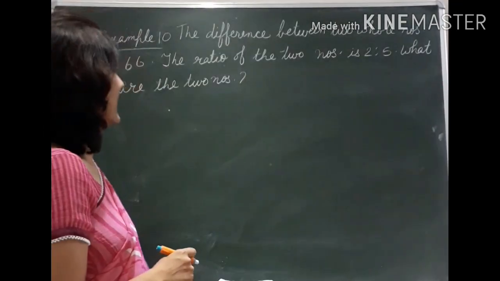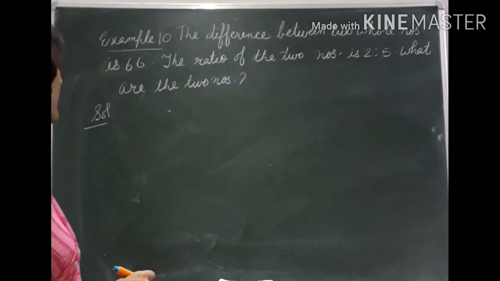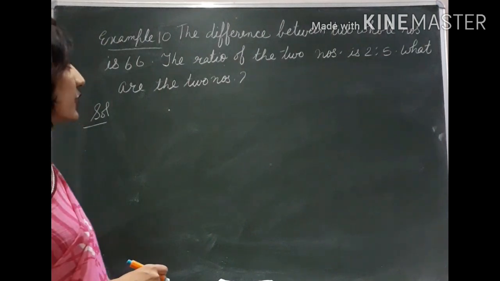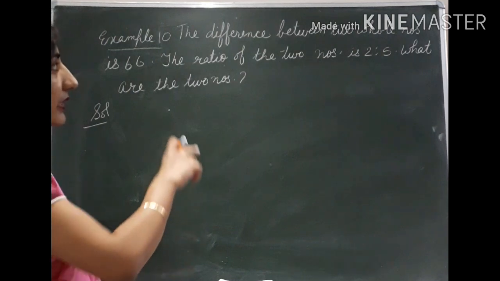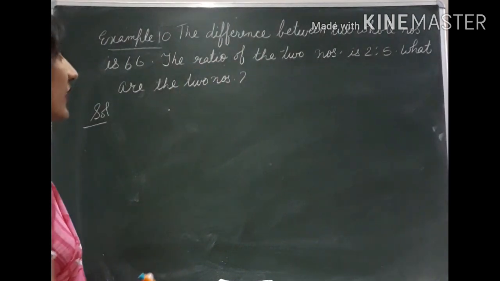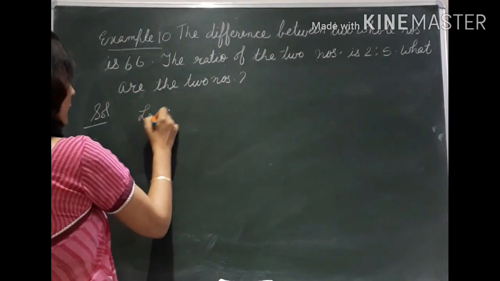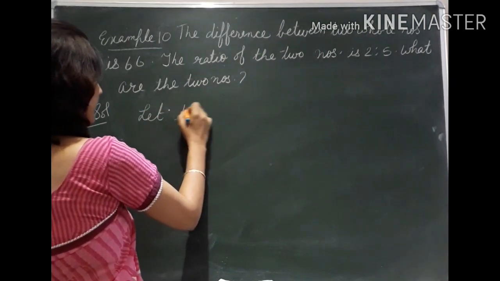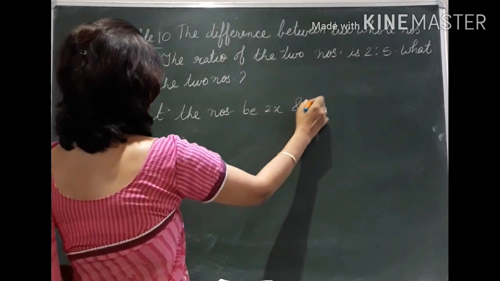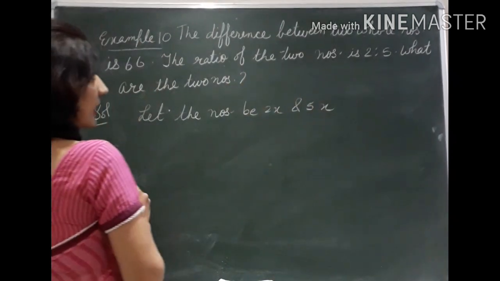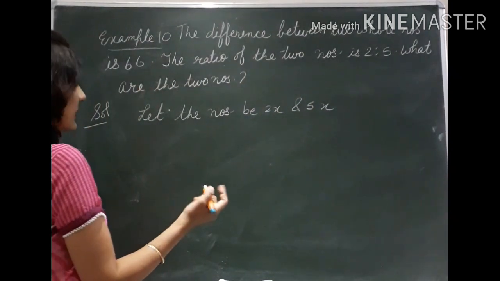Example number 10 is the difference between two whole numbers is 66. The ratio of the two numbers is 2:5. What are the two numbers? The ratio of the numbers is given 2:5. So what I will assume? I will assume let the numbers be 2x and 5x.